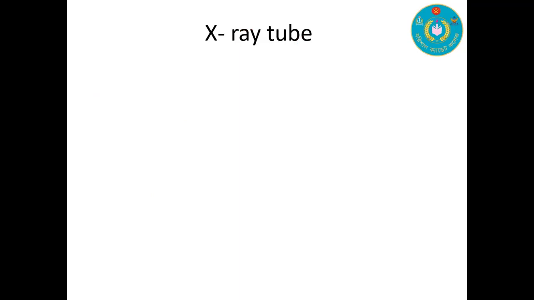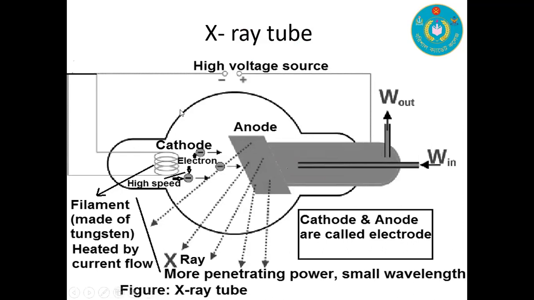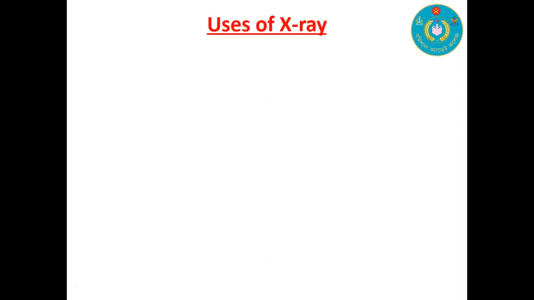At first, the X-ray tube. Here we have the X-ray tube, with plus and minus terminals connected to a high voltage source. The negative part is connected to a cathode, and from the cathode we get electrons. Before the cathode we have a filament made of tungsten, heated by current flow. The speed of the electrons is very high, and they strike the anode, and from the anode we then get X-rays. The power of X-rays is high, and their penetrating power is more than visible light, and their wavelength is small. This is the X-ray tube, also called the Coolidge tube.